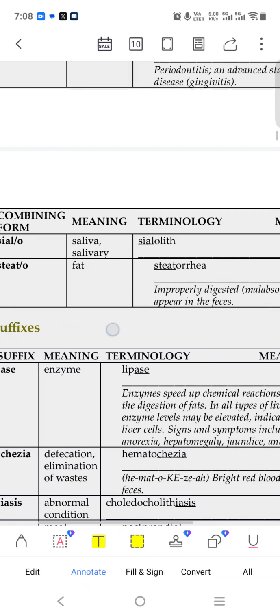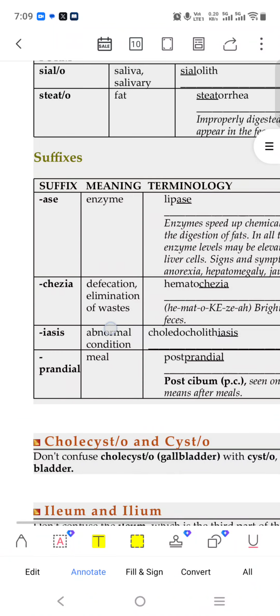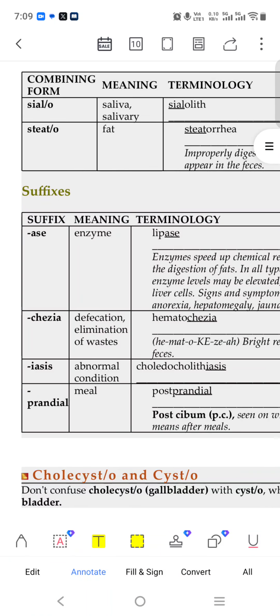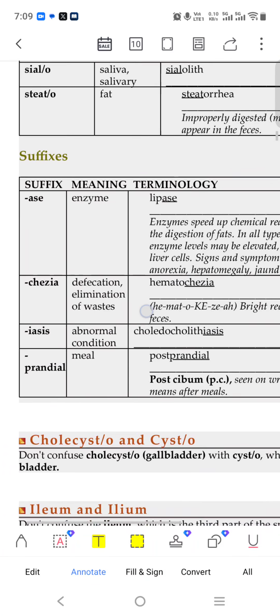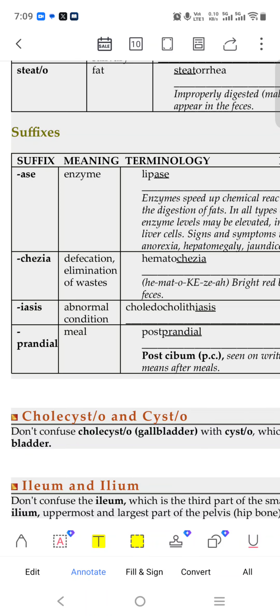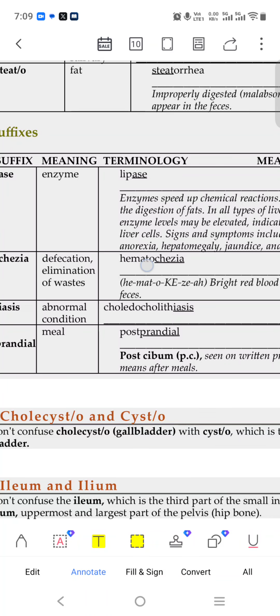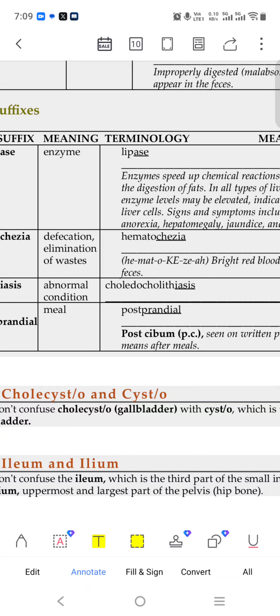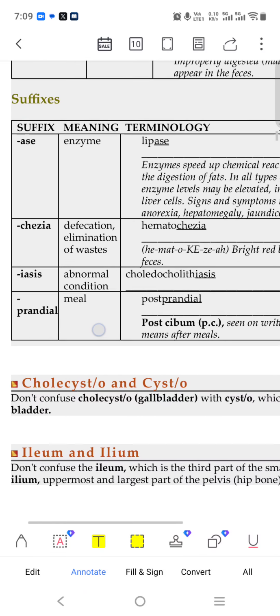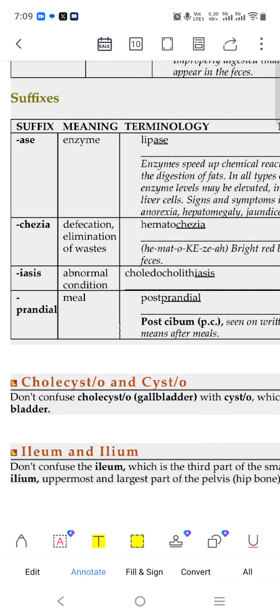Steato means fat, steatorrhea. This word comes very rarely, but something out of this may come up while we are making any kind of report. Enzymes are lipase and amylase. Hematochezia means blood coming out while eliminating food. Lithiasis is an abnormal condition. Polylithiasis is an abnormal condition.